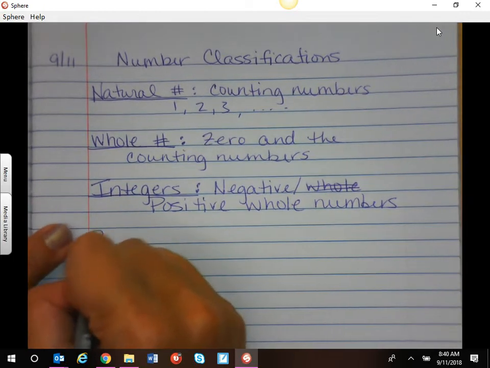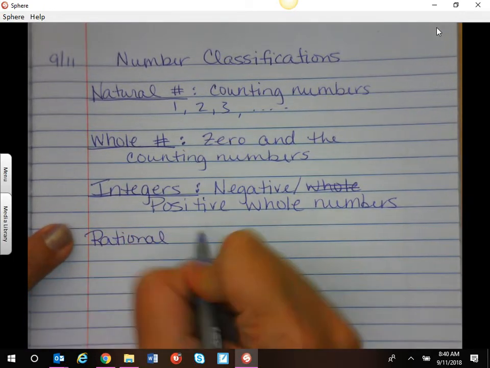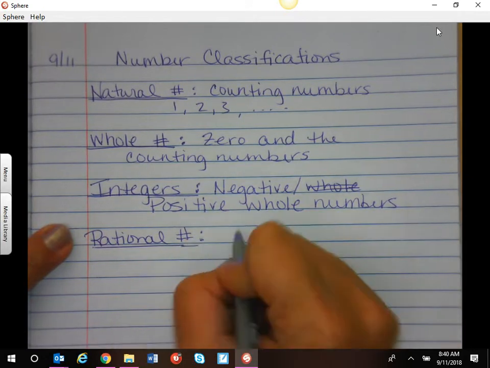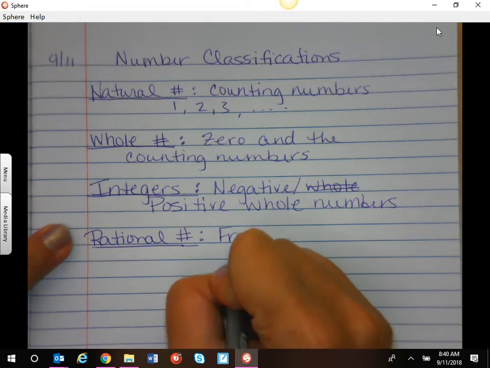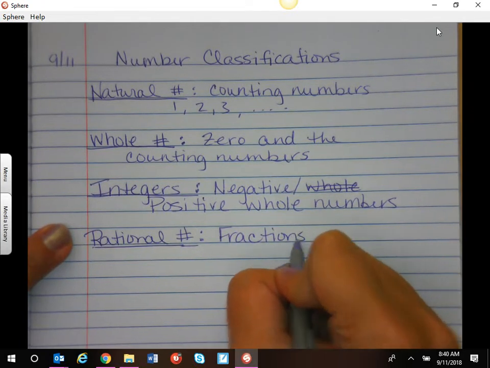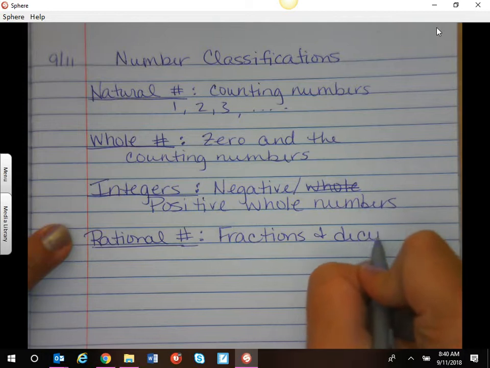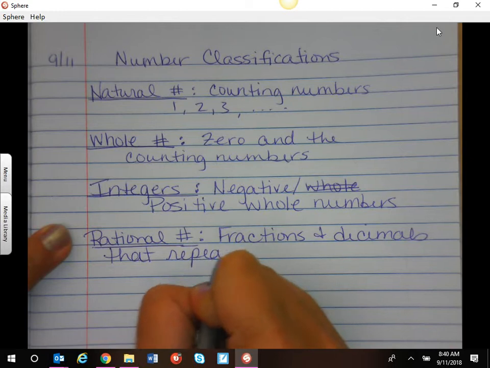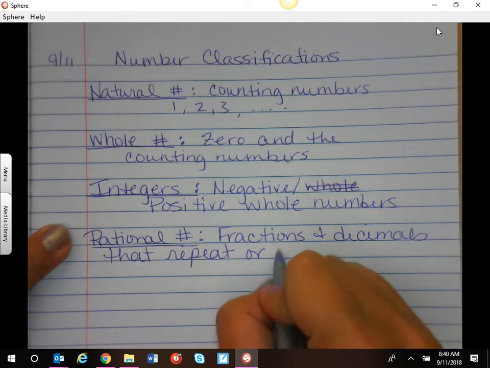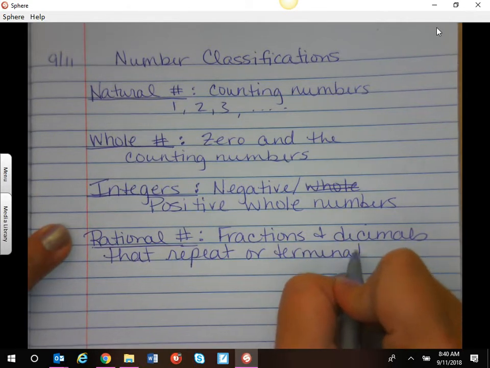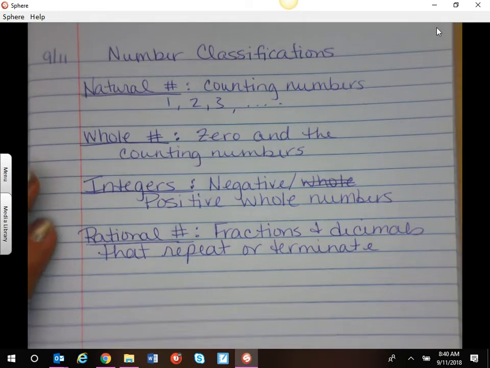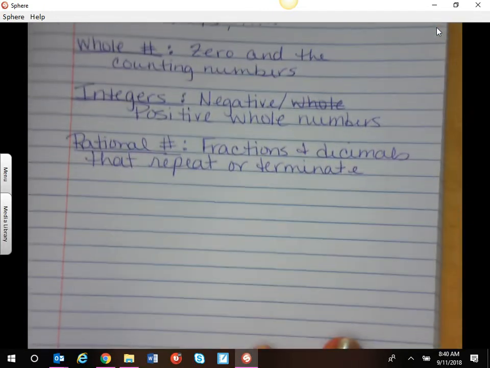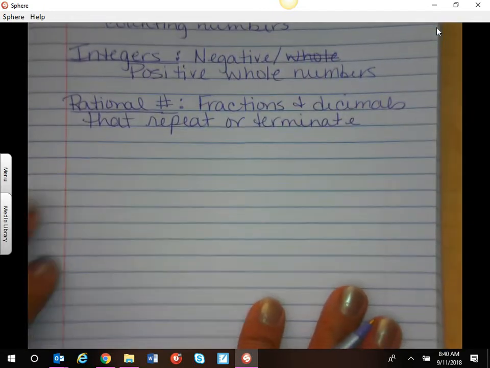Then we have rational numbers. Rational numbers are going to be numbers that are fractions and decimals that repeat or terminate, meaning they end. Because we do have fractions and decimals that don't do that. So when we do this, we're going to draw a graphic organizer to visualize these things.